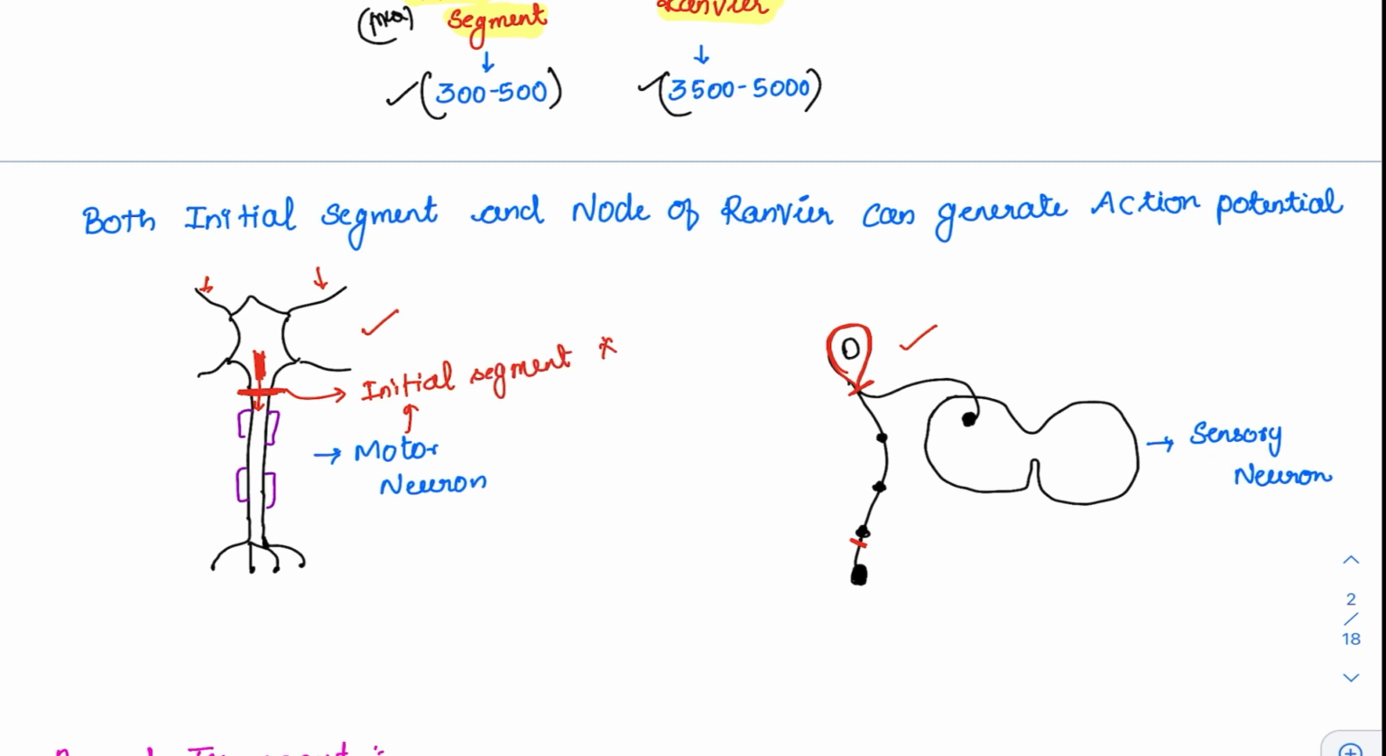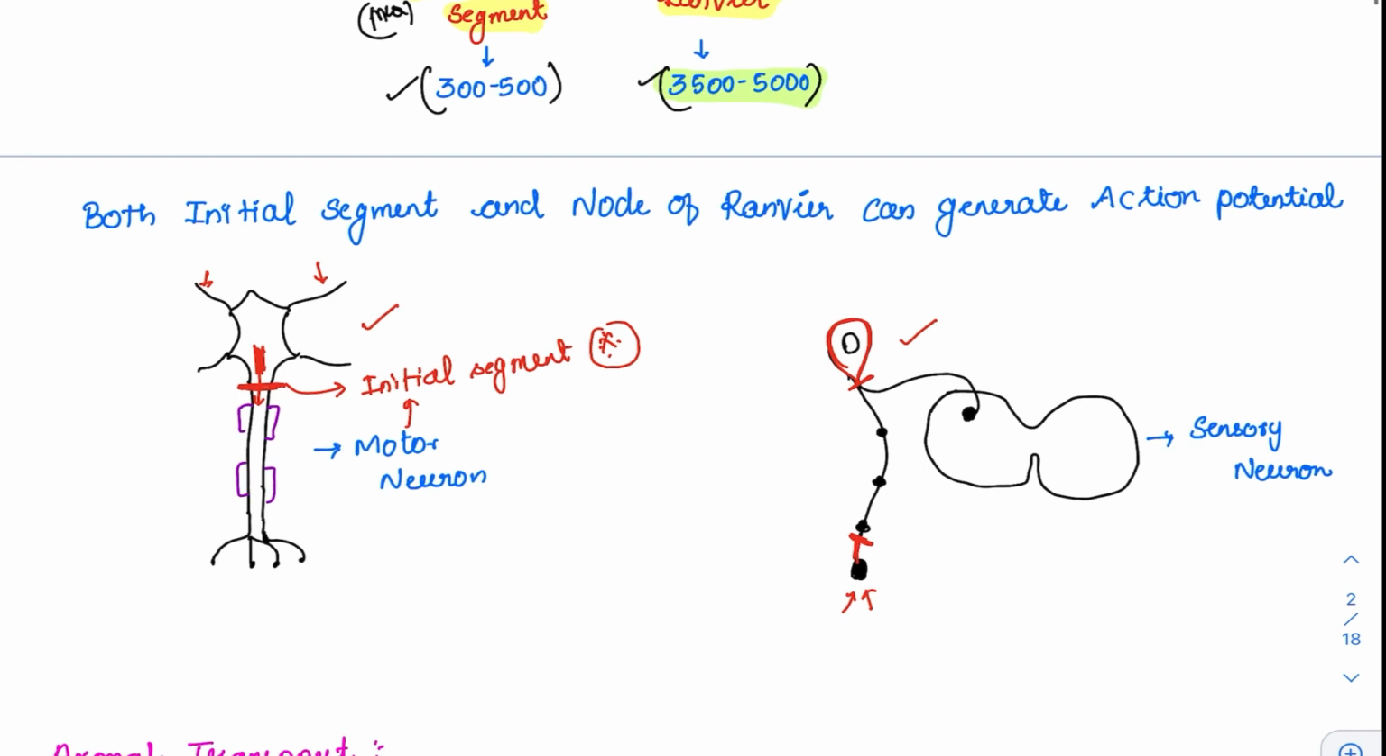So this is the answer for a motor neuron. But if the question asks, where is the action potential generated in the case of a sensory neuron? It is not the initial segment, because the sensations, like if I am touching it or feeling it, are felt here, and the first place they reach is the node of Ranvier. And the node of Ranvier, all of us know, has a tremendous amount of sodium channels, even more than the initial segment. So the action potential will start at the node of Ranvier.